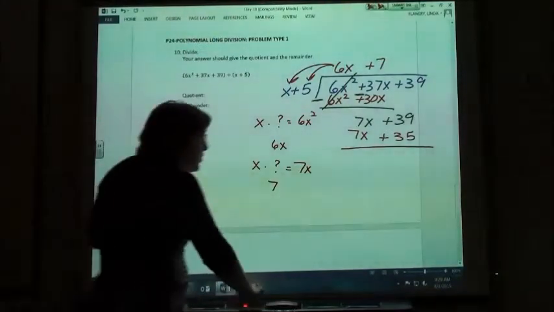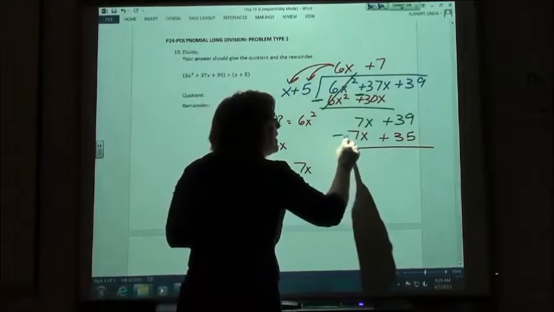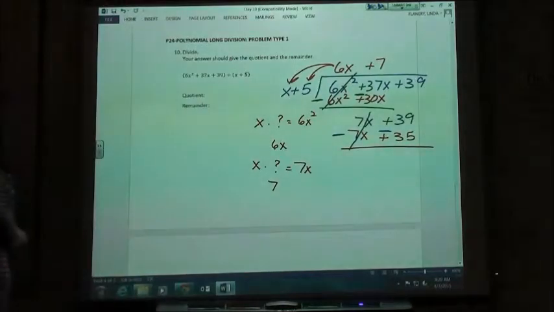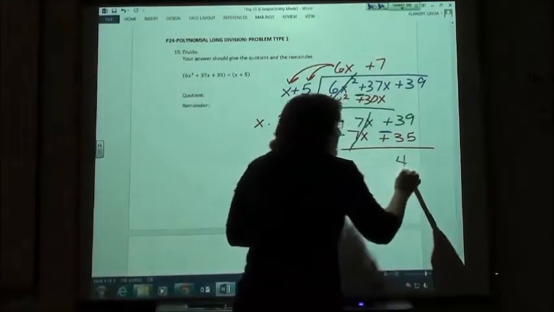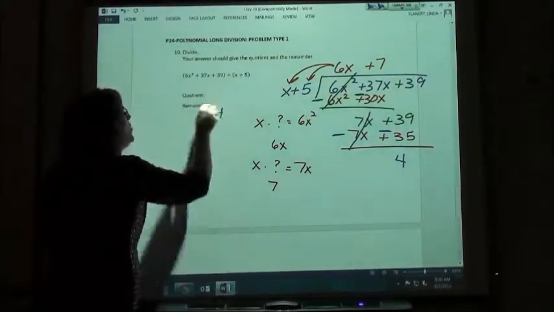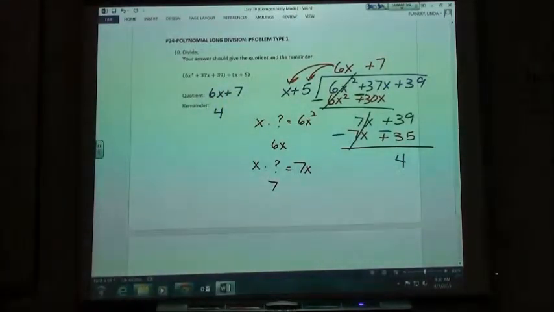And then we have to subtract so that we can cancel out the leading term. So this becomes negative, this also becomes negative, and I can cancel that out. 39 minus 35 is 4. 4 is my remainder. My quotient is the 6x plus 7. Right, 4 is what I had left over at the end.